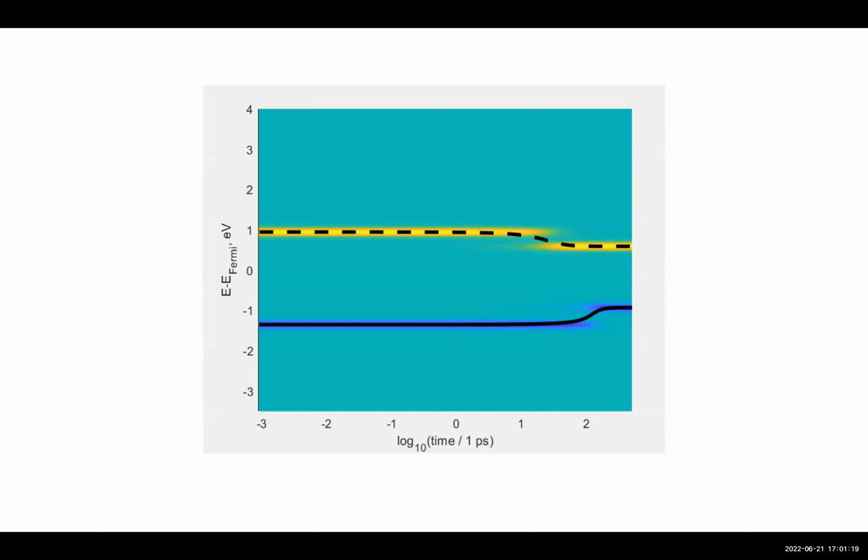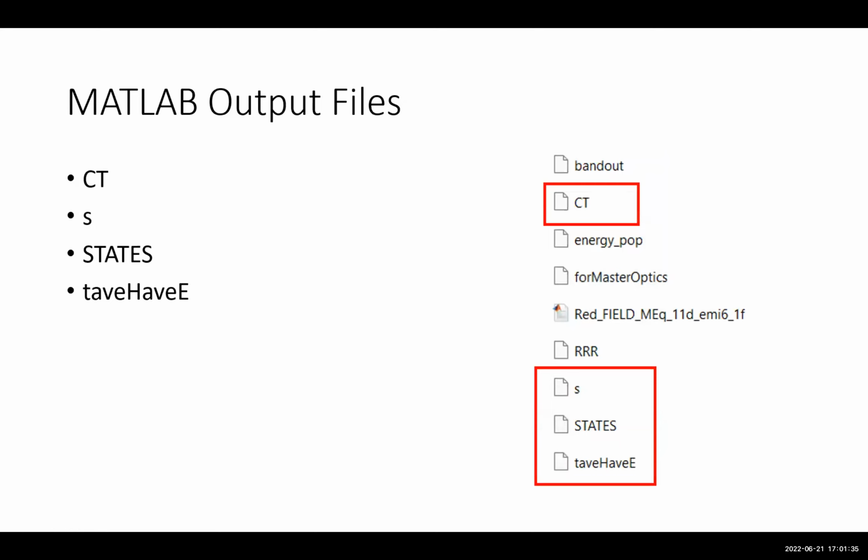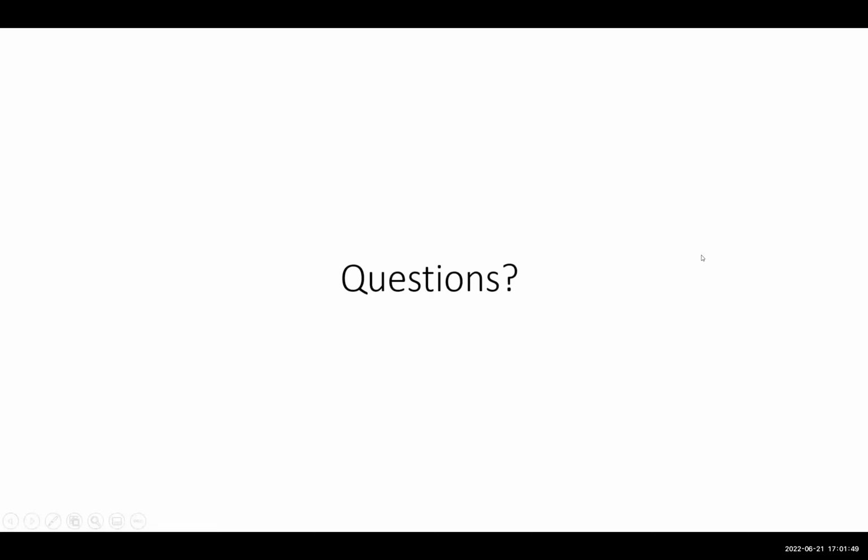But you're going to get a number of different figures when you run the script. This is going to be one of them. This is going to show Fermi energy of the electron and the hole over time. You should have new output files after you run the script: CT states and DEV, HEV, E. I'm not sure what those quite do, but I think I do have some idea. But questions? That's all I was really able to gather.